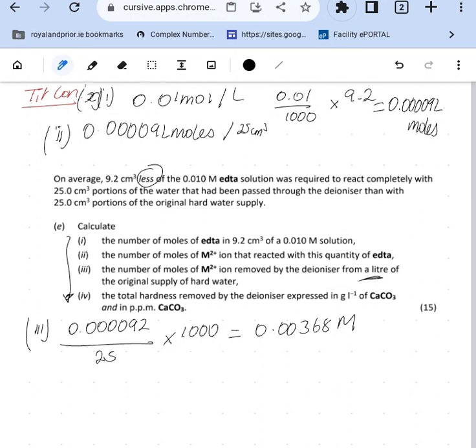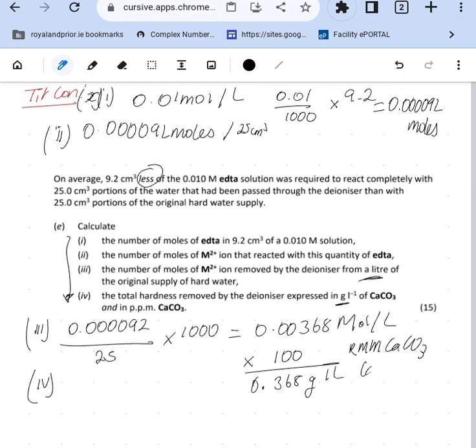And then the last one, the total hardness removed by the deionizer expressed in grams per litre of calcium carbonate, in parts per million. So we've got moles per litre. The big M means moles in a litre if you like. How to go from moles per litre to grams per litre? I multiply by the relative molecular mass. And the relative molecular mass of CaCO3, work it out there, is 100. So calcium is 40, carbon is 12, it's 52, and 3 times 16 is 48. Works out to be 100. That works out nice because you just have to move the decimal point. Put it in your calculator if you wish.